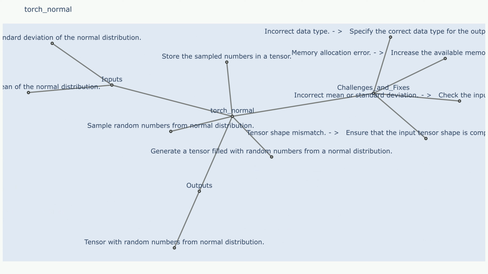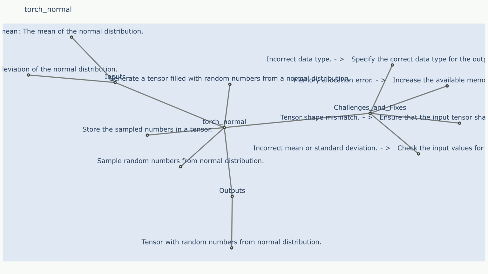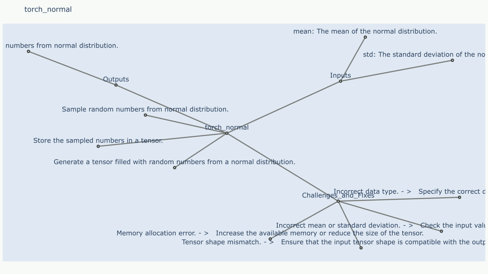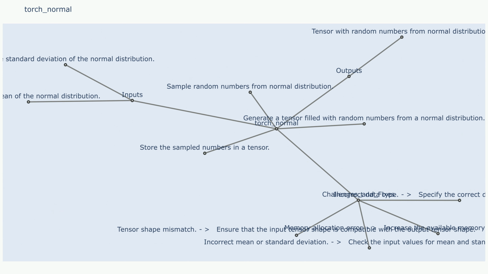Challenge 3: ensuring reproducibility. Sample use case: for testing or debugging purposes, you might want to generate the same sequence of random numbers repeatedly. Fix: you can set the random seed using torch.manual_seed before calling torch.normal. This will ensure that the same sequence of random numbers is generated each time the function is called with the same seed.